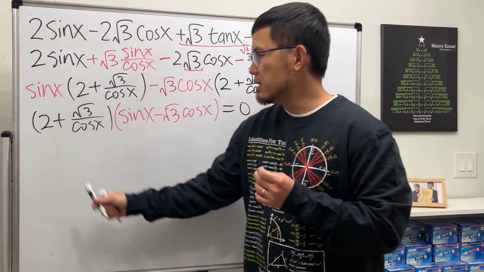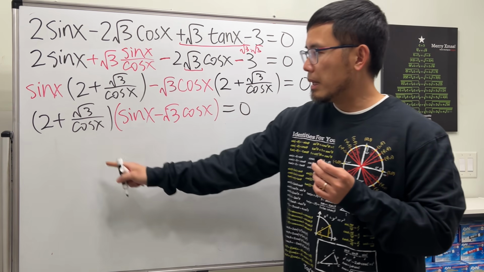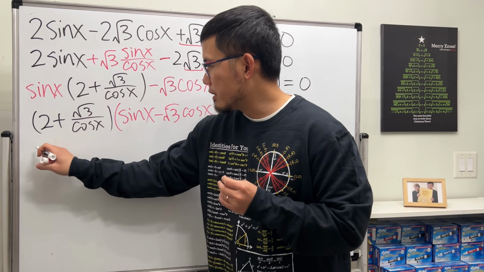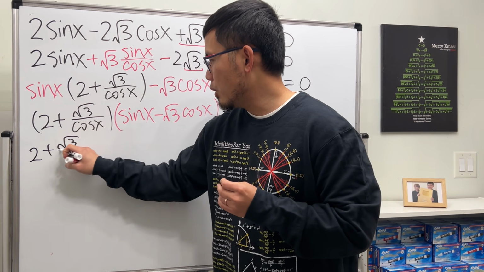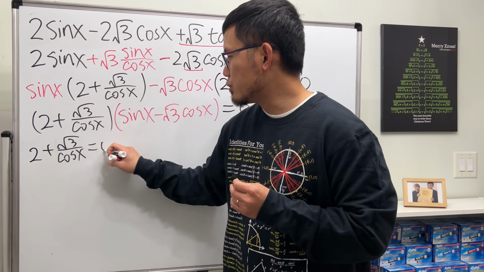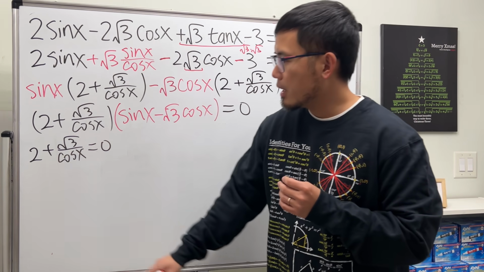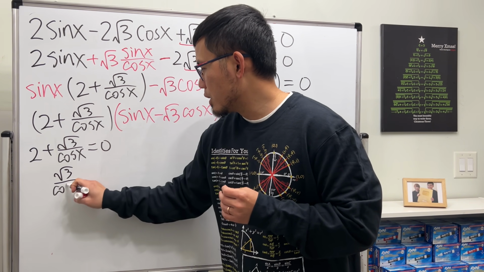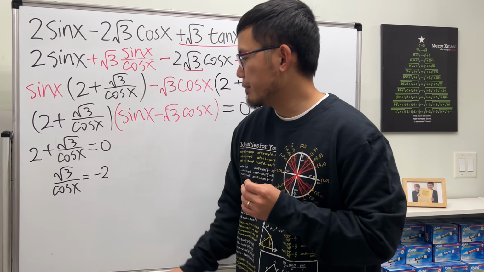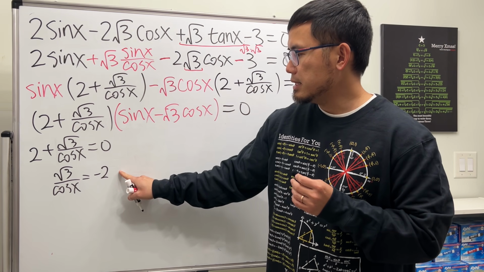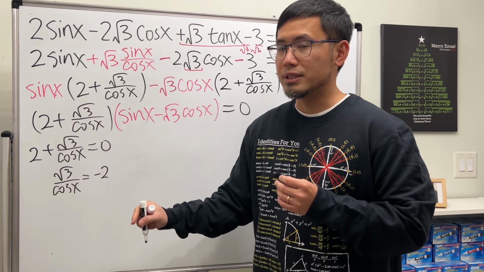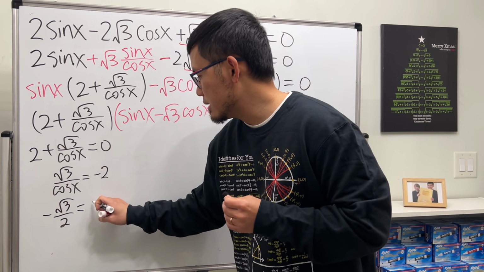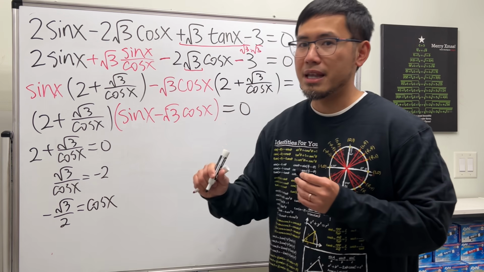So do the usual business. Because this times that is equal to 0, that means the first factor has to be equal to 0, or the second factor has to be equal to 0. So from here, 2 plus square root of 3 over cosine x equal to 0. Let's focus on this first, yeah? Move this to the other side, so we have square root of 3 over cosine x equals negative 2. Multiply cosine x on both sides, and then divide the negative 2 on both sides. So we get negative square root of 3 over 2 equals cosine x. So keep this in mind.